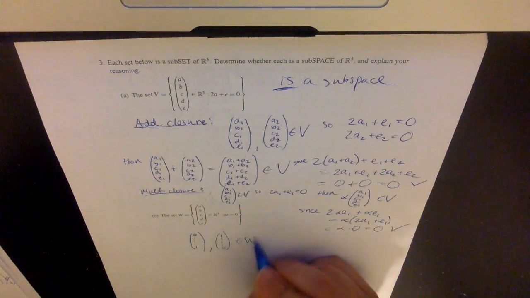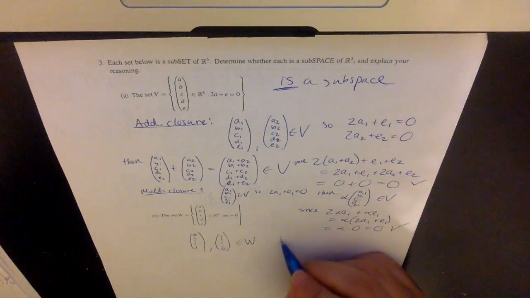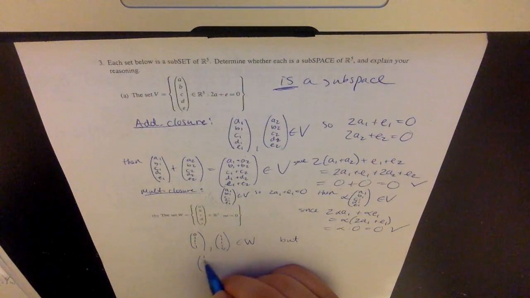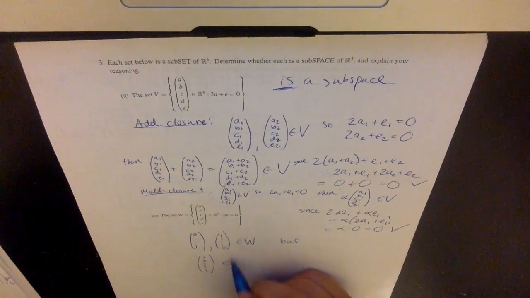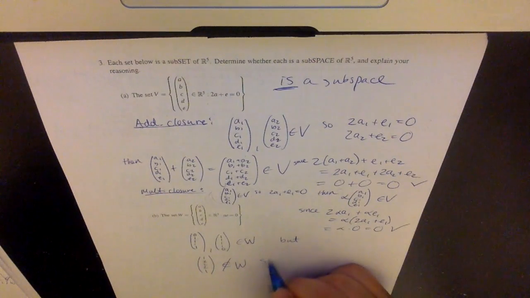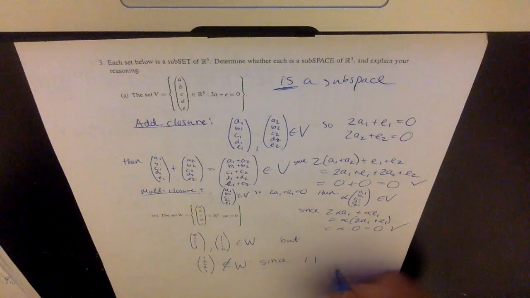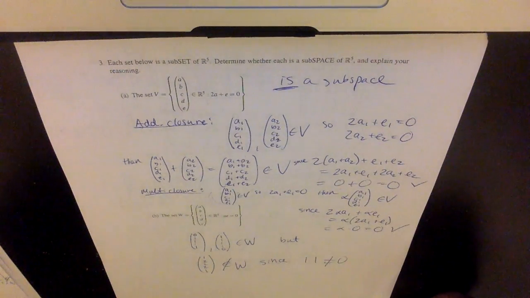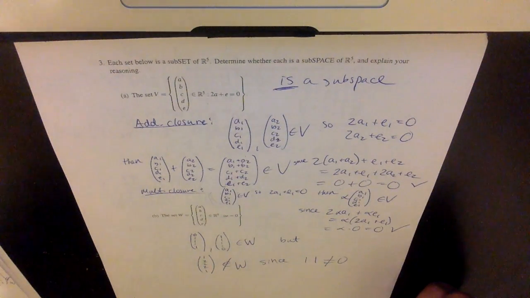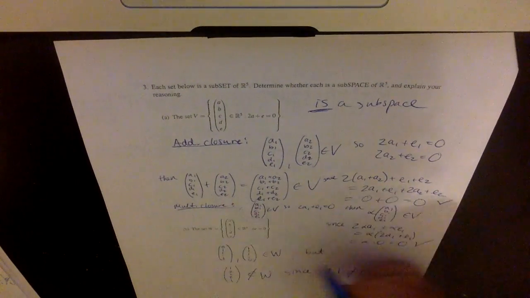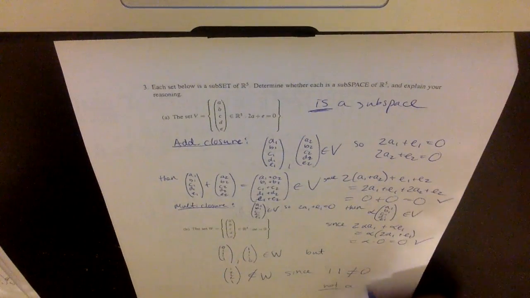So both of these are in W, but then let's look at their sum. So the sum is 1, 2, 2, 2, 1, which is not in W, since the product of the first and the last components is not 0. So this is not a subspace.